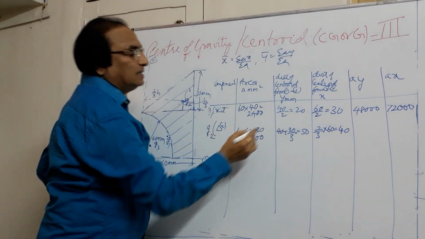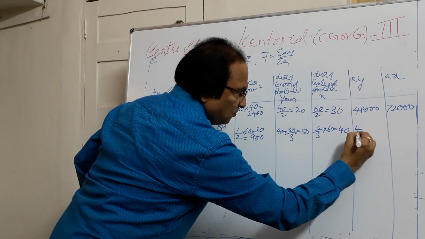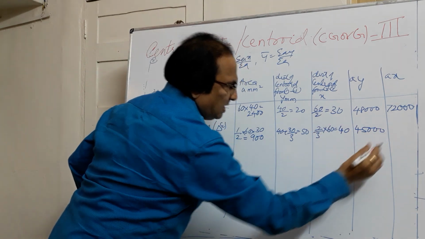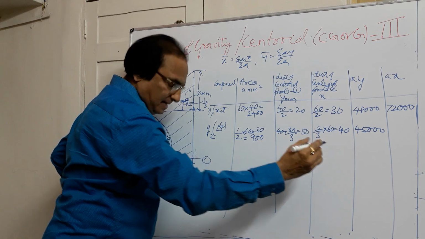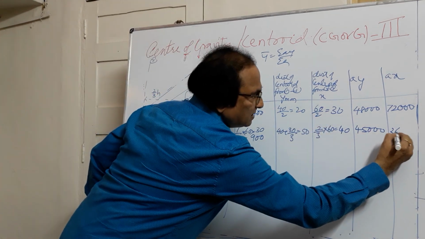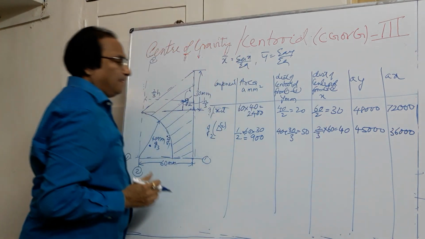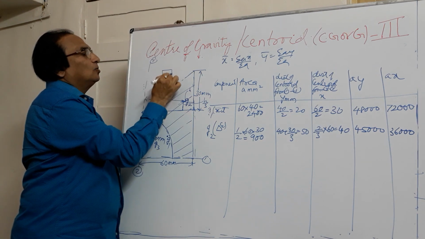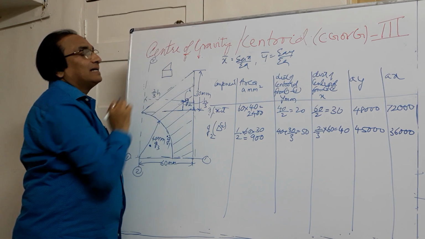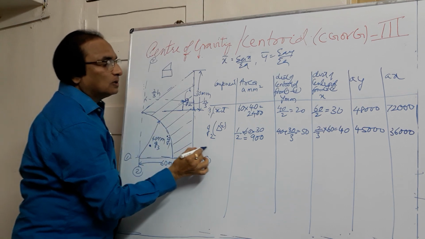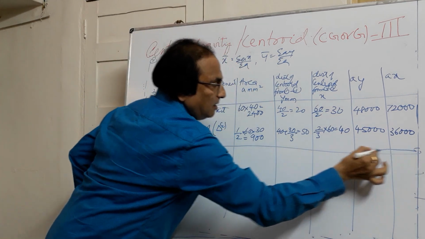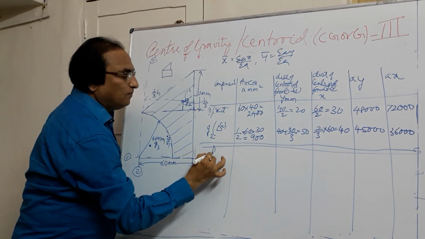So if I multiply this, 4000, and if I multiply A and X, you get 36000. So what I have done? To a rectangle, I have added the triangle. Adding is over. So what I will do? I draw a line here, almost a double line. So then we will go for deduct.